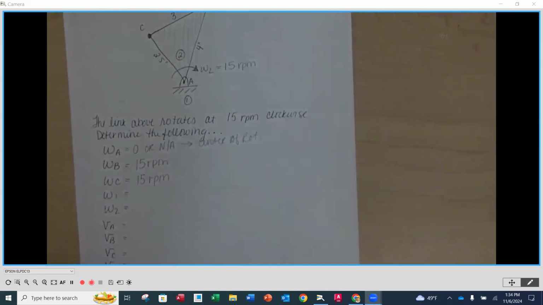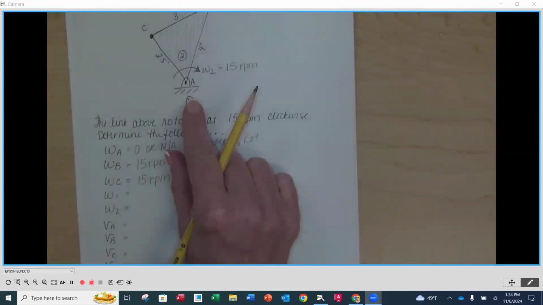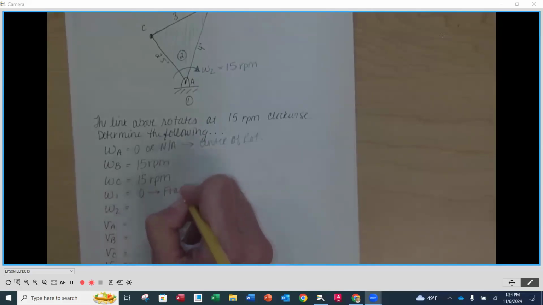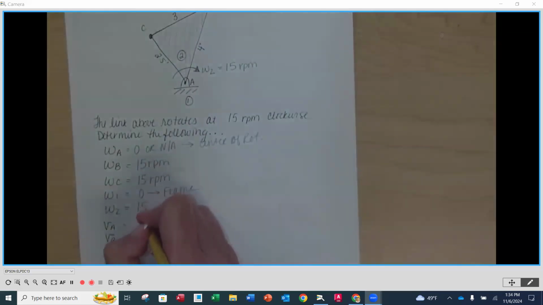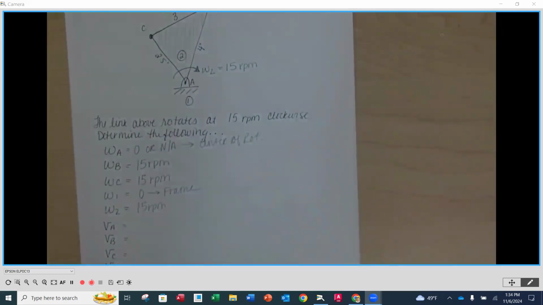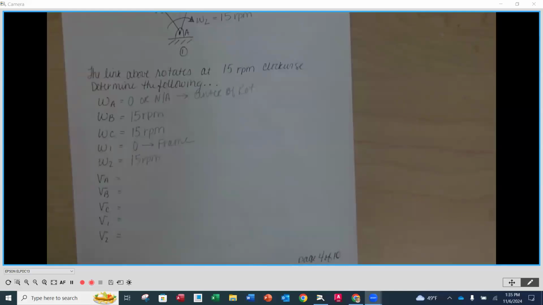W1, so the angular velocity of link number 1. Link number 1 is the frame. What's the angular velocity? That'd be 0, right? And it's 0 because it's the frame. Angular velocity of link number 2: 15 RPMs, right? Because we have it actually labeled. We're calling that whole link, and any of the points on the link all have an angular velocity of 15 RPMs. Now we're crossing over into straight line velocity, V.